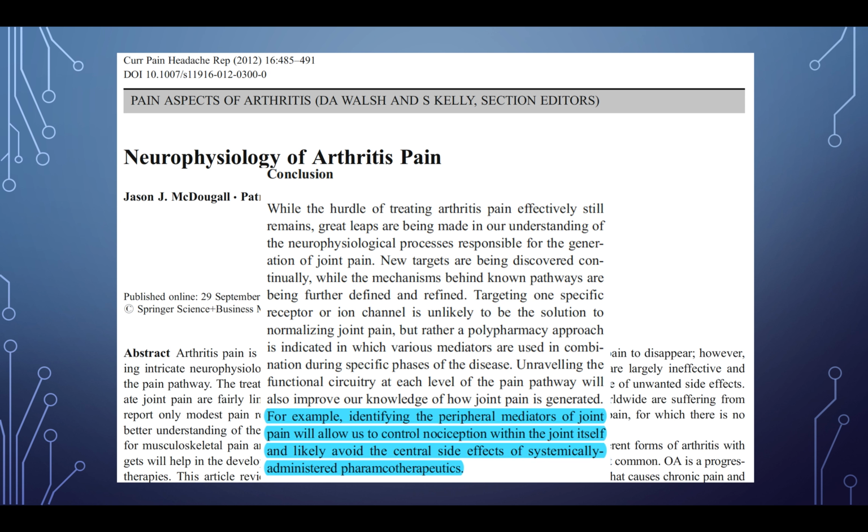Obviously, we're alternative practitioners. Polypharmacy is, in my opinion, sometimes a gamble, especially given what we talked about with genetic polymorphisms. But that's the way sometimes things are approached. Unfortunately, when you do have arthritic pain, you can do so many good things from a receptor-based therapy approach, like chiropractic or physical therapy, that you don't need medical intervention. But if it's bad enough, they may respond to some sort of medication. But unraveling the functional circuitry at each level of the pain pathway will also improve our knowledge of how joint pain is generated. I thought that was an important statement.